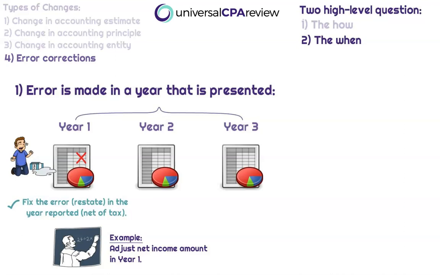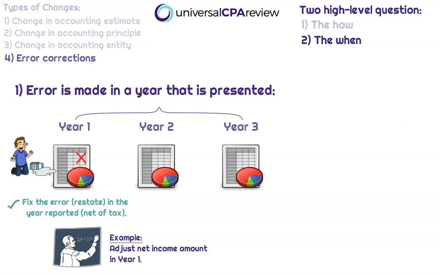What we need to keep in mind is we are presenting year 1 within our 3 years of comparative financial statements. So because the error is made in a year that is presented, all we need to do is fix the error, aka restate the financial statements for the year that is being reported, and we need to always do this net of tax.